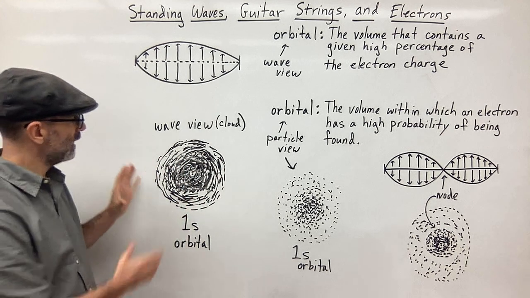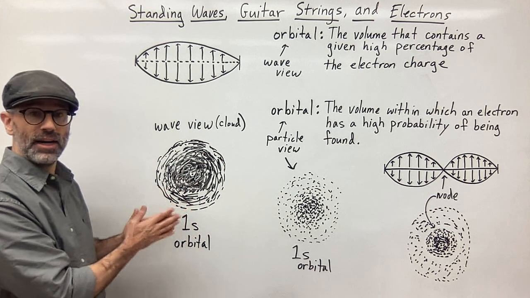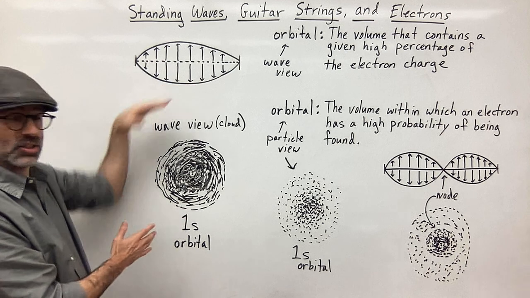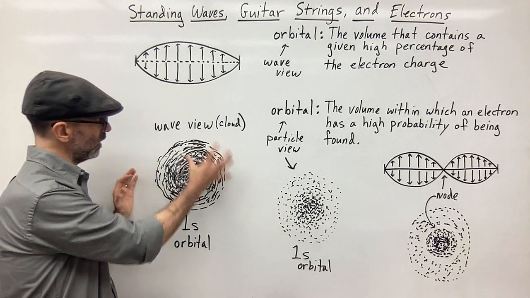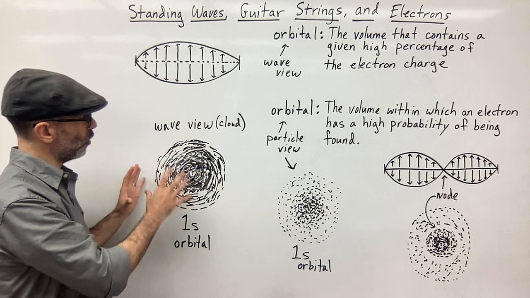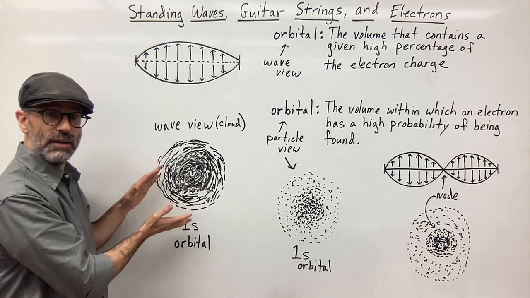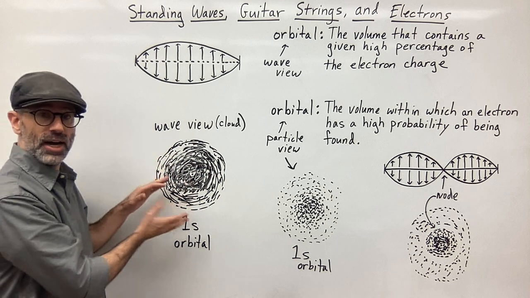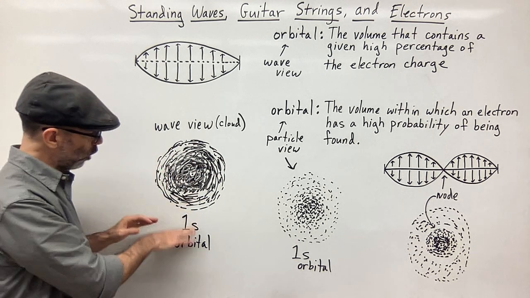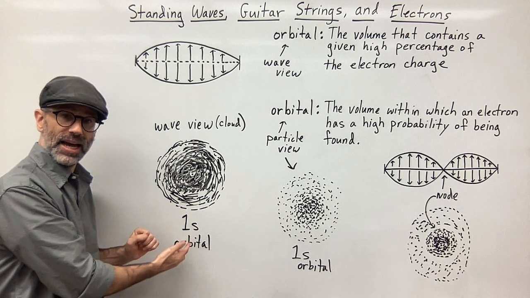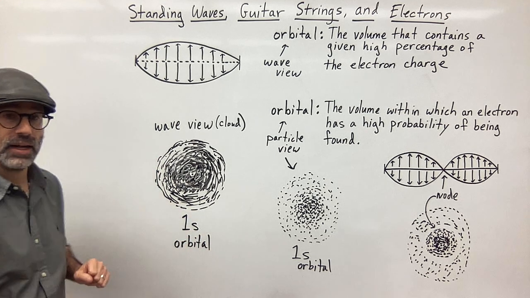And so again, this is akin or analogous. The guitar string is analogous to the orbital. So this would be the three-dimensional waveform of the electron in the atom at the lowest energy level. We call this the 1s orbital, right?